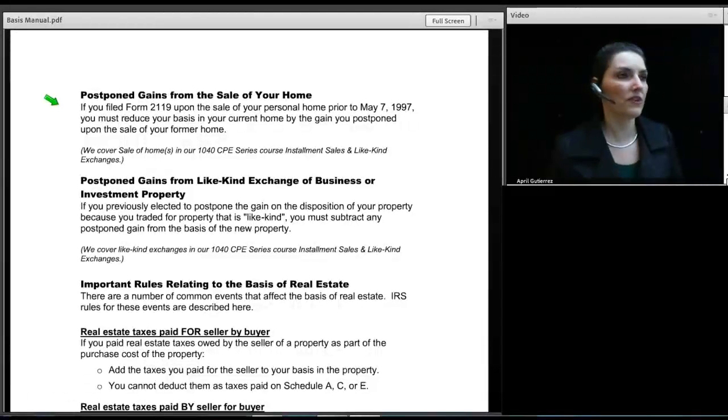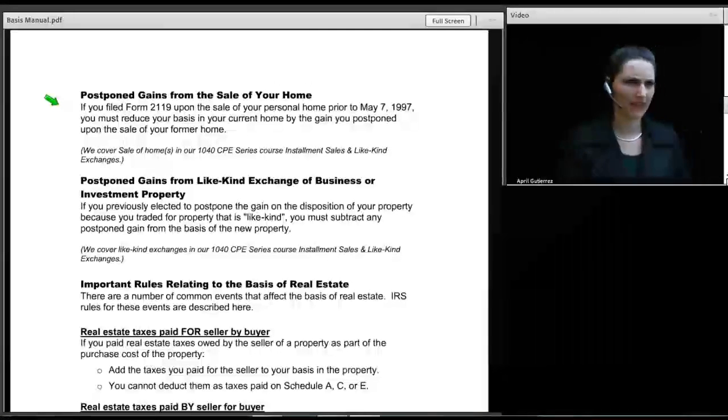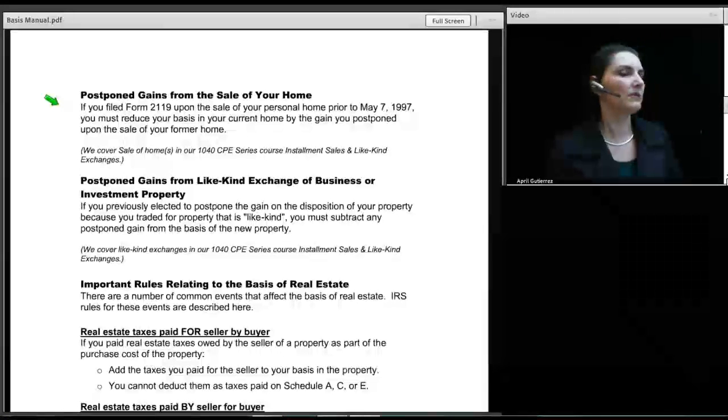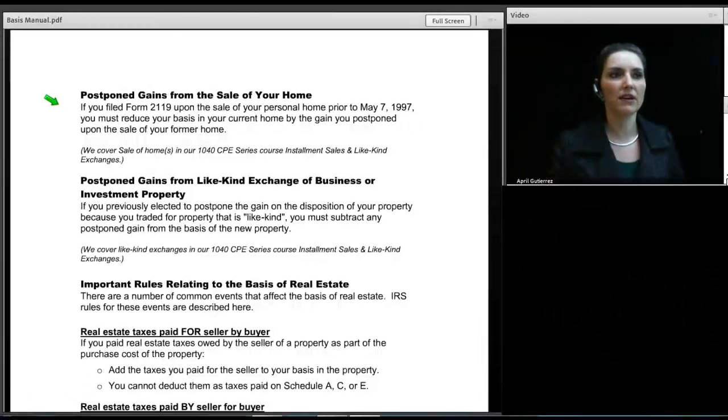And the rules were that you had to live in the house, or you had to buy the new house, I think, within 2 years of selling the old one. There wasn't an occupancy requirement that you had to live in it for a minimum amount of time. It was just that the replacement house had to cost as much as the old house or more than the old house, and you had 2 years in which to buy it. And if you met those conditions, you could postpone your gain. Well, IRS says that the gain you postponed reduces your basis in the new house.